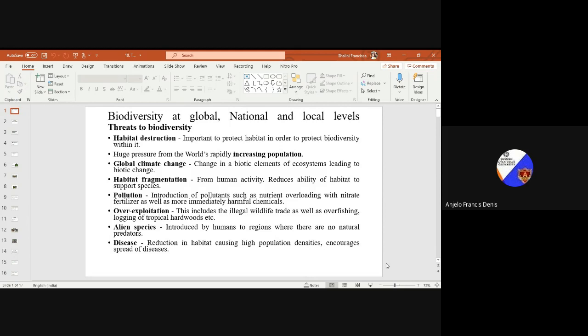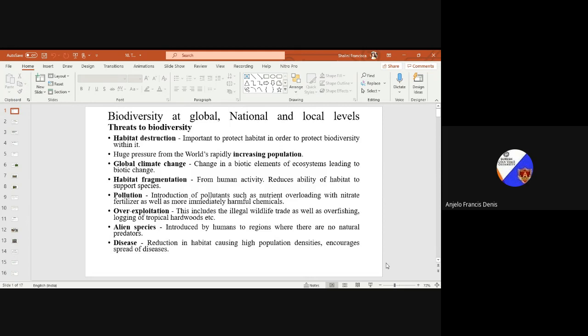Pollution, so introduction of pollutants such as nutrient overloading with nitrate fertilizer, as well as more immediately harmful chemicals. Combined, these are major players in the increase in pollution.